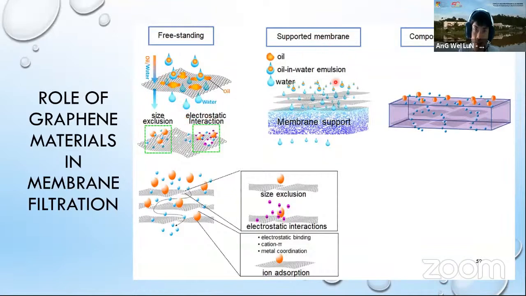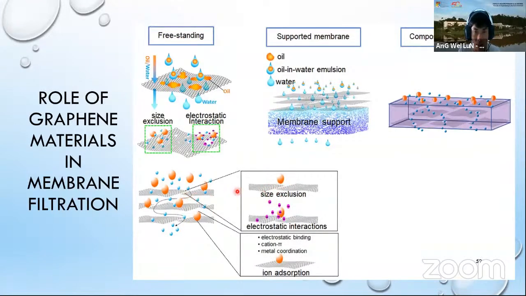The supported layer is also not that preferable, because when you stack the graphene layer on top of it, it's very difficult to control how much stacking you want. Sometimes it's too much, or sometimes it's too little, which will affect the performance. So that's why we prefer to incorporate it in the membrane synthesis, because it's easier for us to control.